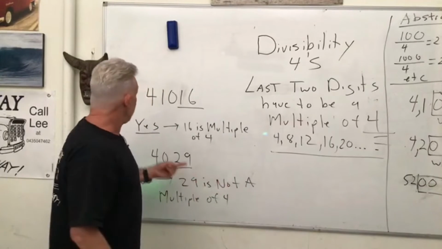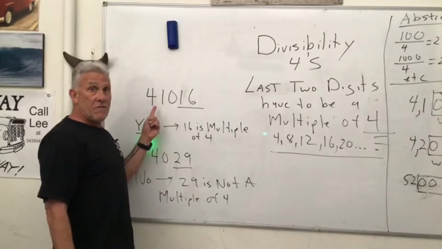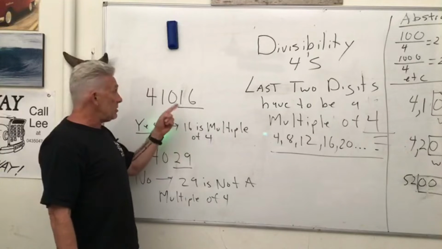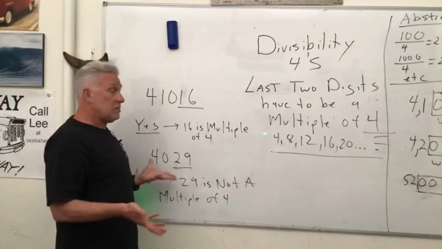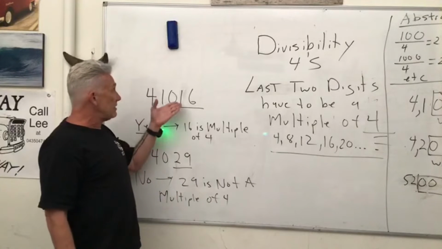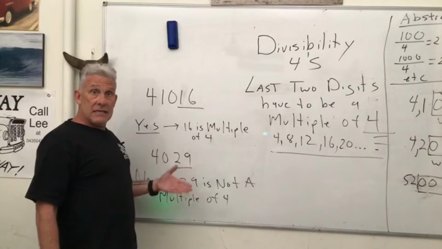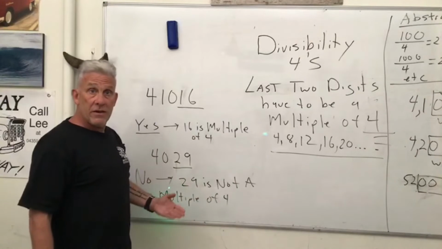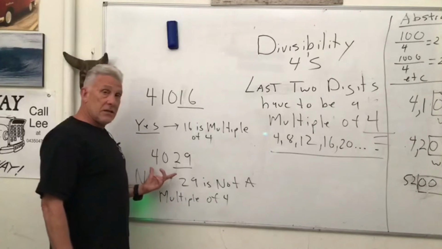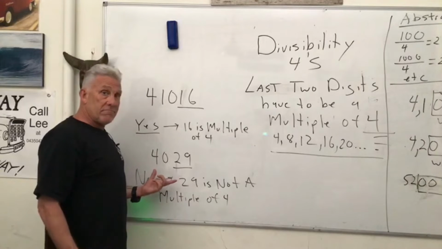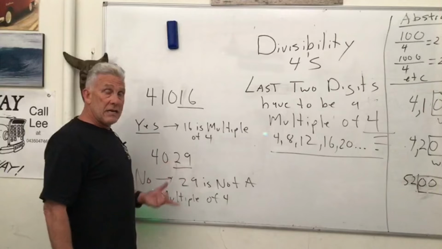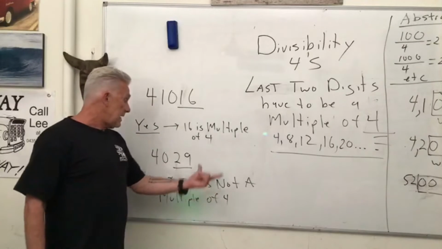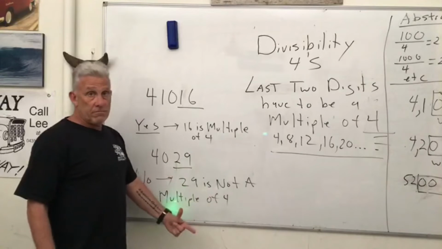You're pretty sweet. So here's the first number, 41,016. The question is, is 16 a multiple of 4? The answer is yes. Therefore, 41,016 is in the multiplication tables of 4 and is divisible by 4 with no remainder. The next number is 4,029. Is 4,029 divisible by 4? The answer is no, because 29 is not a multiple of 4.